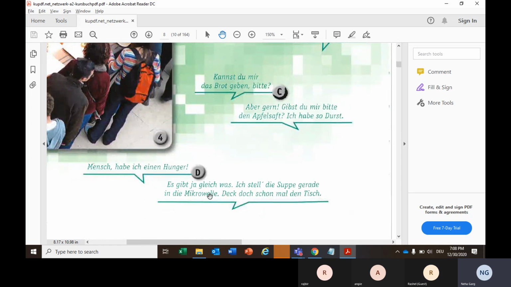Mensch, habe ich einen Hunger. Es gibt ja gleich was. Ich stell die Suppe gerade in die Mikrowelle. Deck doch schon mal den Tisch.